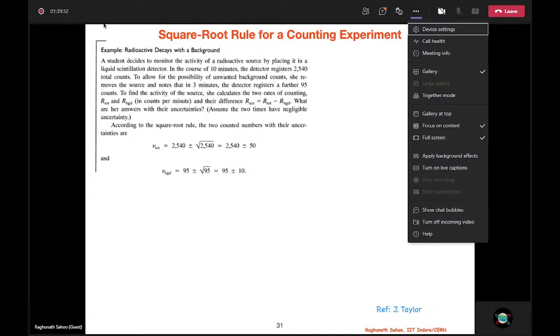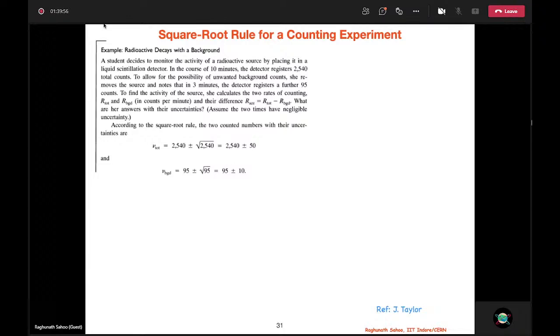So you see, the original measurement is for 10 minutes and the background measurement is for 3 minutes. The detector registers, of course, fewer counts because it is background only, so it's 95. To find the activity of the source, she calculates two rates, R total and R background. Since it is a rate, you should calculate per minute. And their difference, R source, is equal to R total minus R background.